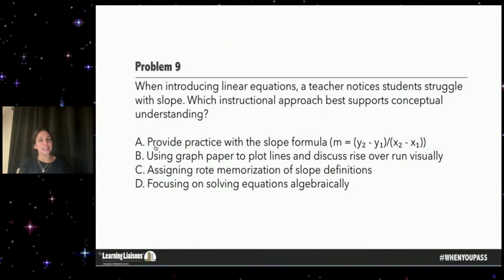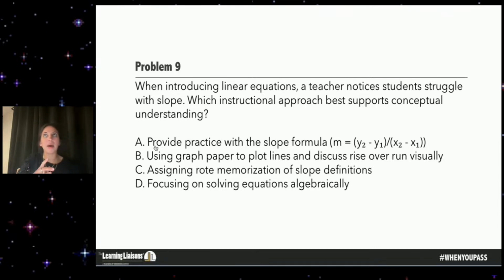When introducing linear equations, a teacher notices students struggle with slope. Which instructional approach best supports conceptual understanding? A: Provide practice with the slope formula, m equals y minus y over x minus x. B: Use graph paper to plot lines and discuss rise over run visually. C: Assign rote memorization of slope definitions. D: Focus on solving equations algebraically.